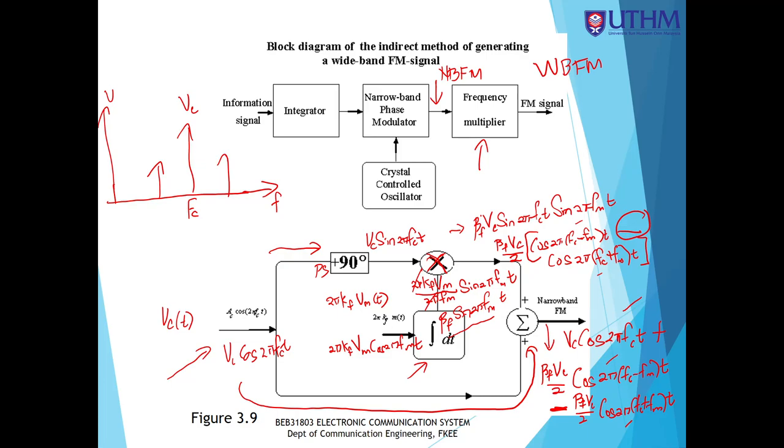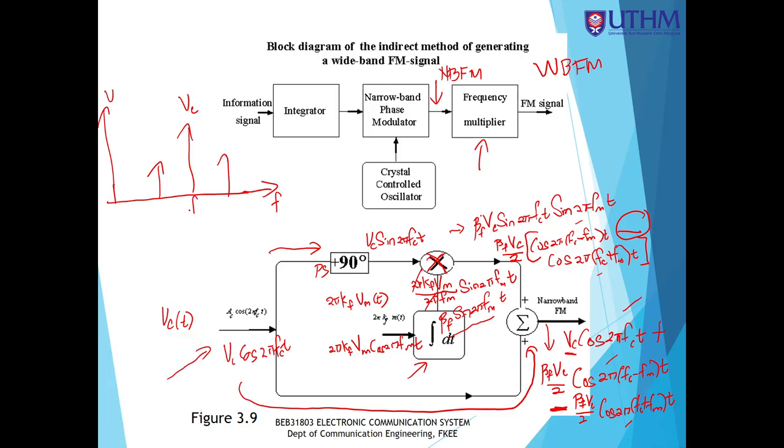Okay, the amplitude is VC, based on the equation. Remember, when we want to draw the frequency spectrum, first of all, we need to define the equation. We need to know the equation so that we can draw the frequency spectrum. Without the equation, it is impossible or very difficult for you to know what the frequency components are. So I continue again. I erase this one for a while.